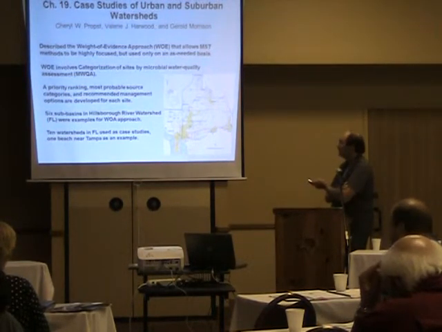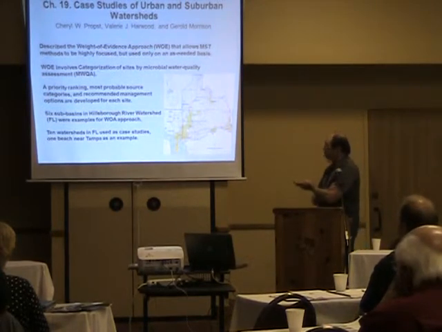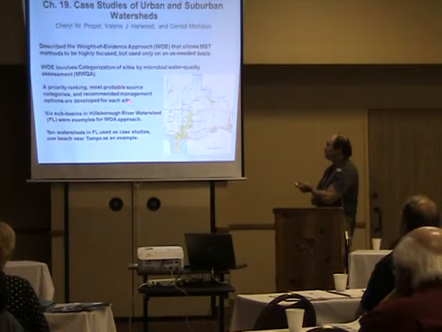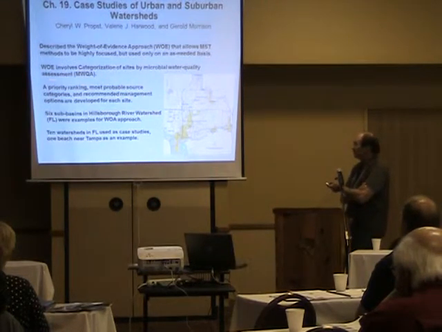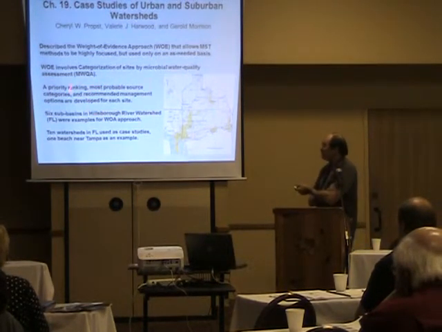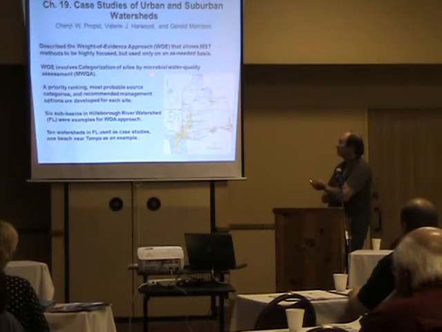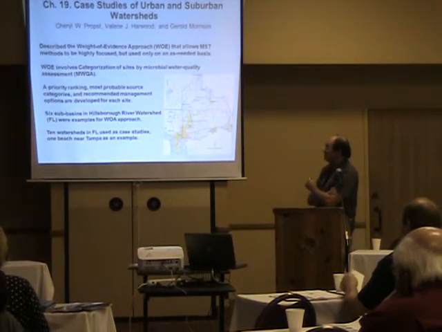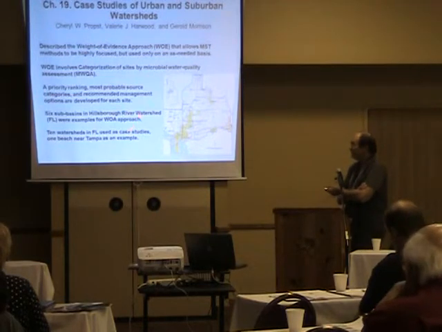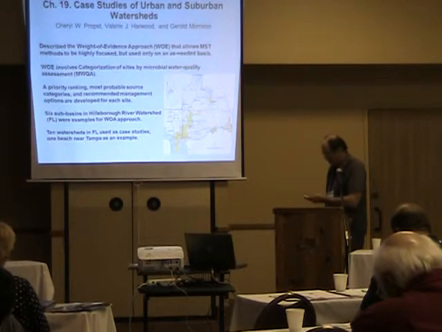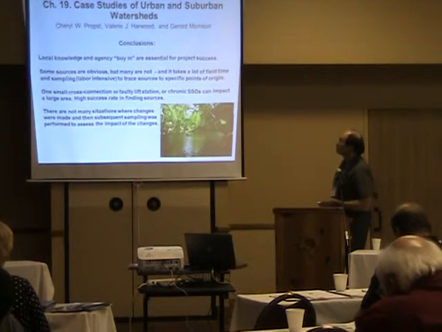In this particular chapter, a priority ranking of most probable source categories and recommended management options were developed for each sampling site. There were 6 subbasins in the Hillsborough River watershed that were used as examples for the weight of evidence, that should be a WOE, approach. And the 10 watersheds in Florida were used as case studies and one near Tampa Beach as an example.